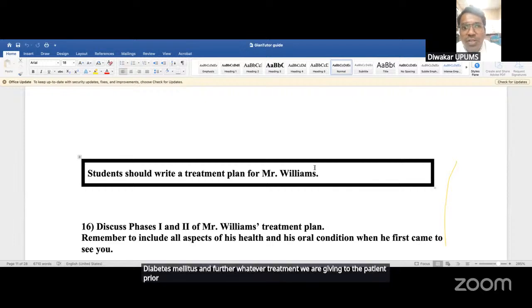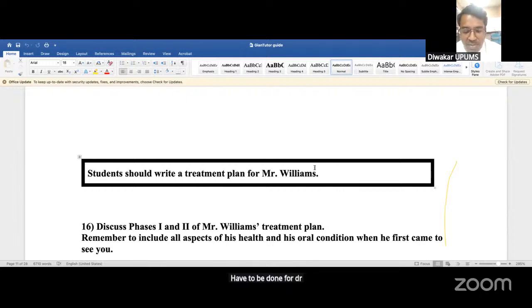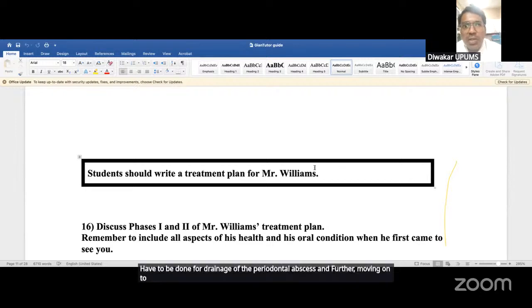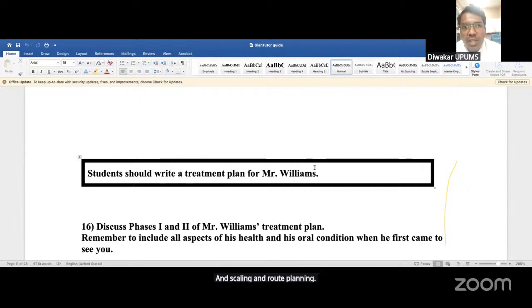Prior to that, the compliance of the patient is very important. In order to achieve that, we have to motivate the patient to maintain oral hygiene. In this case, since the abscess is seen, the emergency phase has to be done for drainage of the periodontal abscess. Further, we educate the patient with brushing methods, that is the modified Bass method, other than the gum receding areas, where the modified Stillman method has to be reinforced and demonstrated, and scaling and root planing as non-surgical periodontal therapy.